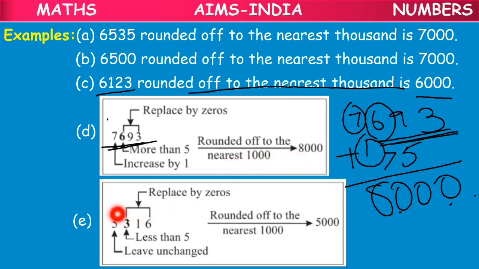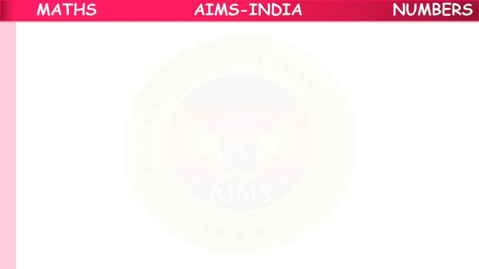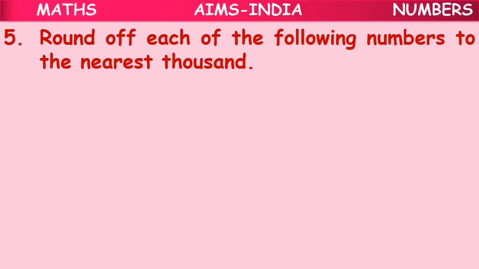And the last example, 5316. Now 3 is in hundreds place. It is less than 5. So the digit in thousands place remains unchanged. 5 will be written as 5 only. Now the digits in ones, tens and hundreds places will be replaced by zeros. So 5316 rounded off to the nearest thousand becomes 5000. Is this clear, students? We took a lot of examples and understood, right? Yes, that was about rounding off the digits to the nearest thousands.